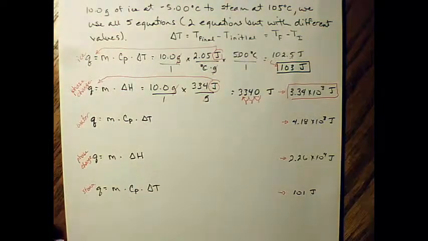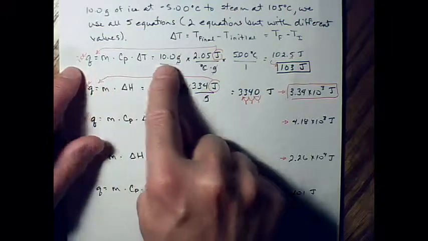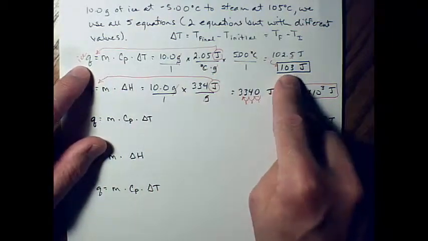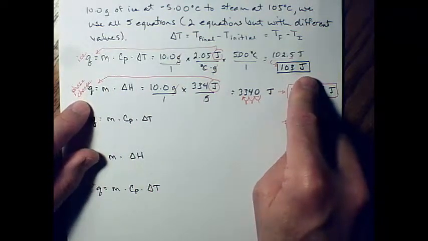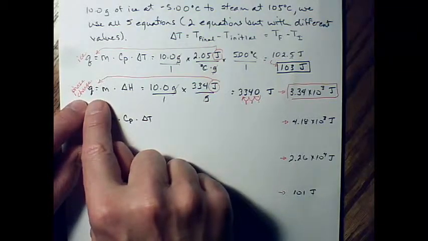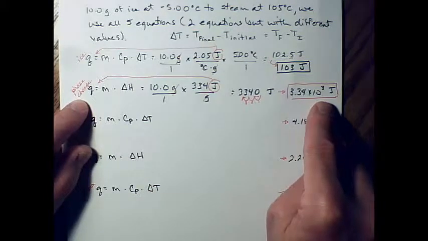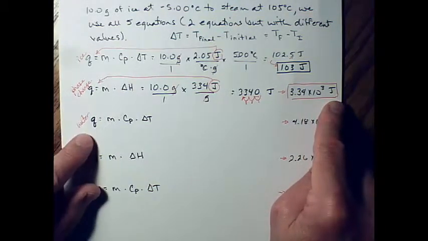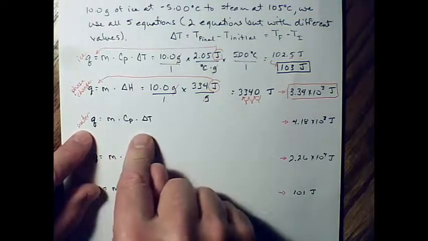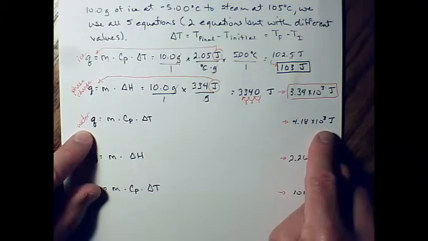Alright, so if you've done the math, for the heating of ice for 5 degrees, it's 103 joules. For the phase change between the ice and the liquid water, you get 3.34 times 10 to the 3rd joules. While you're heating up the water for that 100 degree range, from 0 degrees to 100 degrees, you get 4.18 times 10 to the 3rd joules.